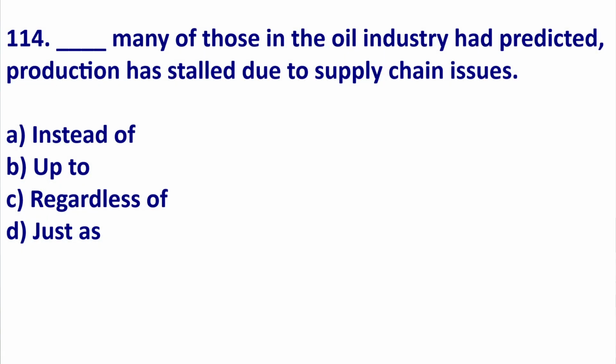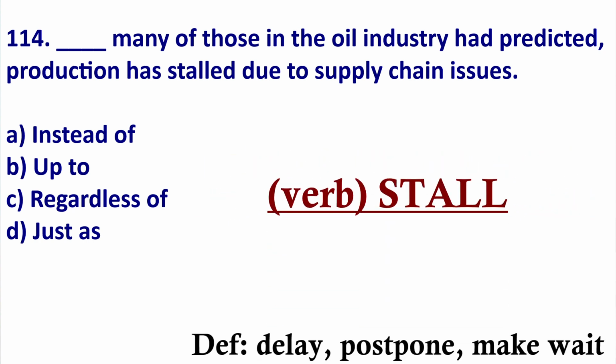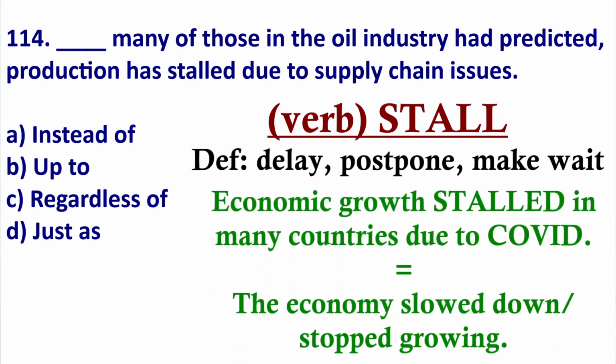Okay, let's look at 114. Let's look at one key vocab. This is the verb stall. Stall means to delay, slow down, hinder, or stop. Here's an example. Economic growth stalled in many countries due to COVID. So the economy sort of stopped growing.